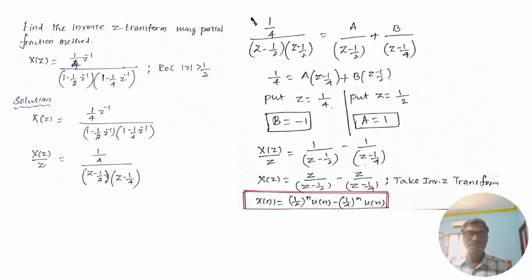Then X(z) equal to z by z minus 1/2 minus z by z minus 1/4. Then if you take the inverse Z transform for the above sequences, we will obtain x[n] equal to (1/2) power n into u[n] minus (1/4) power n into u[n].